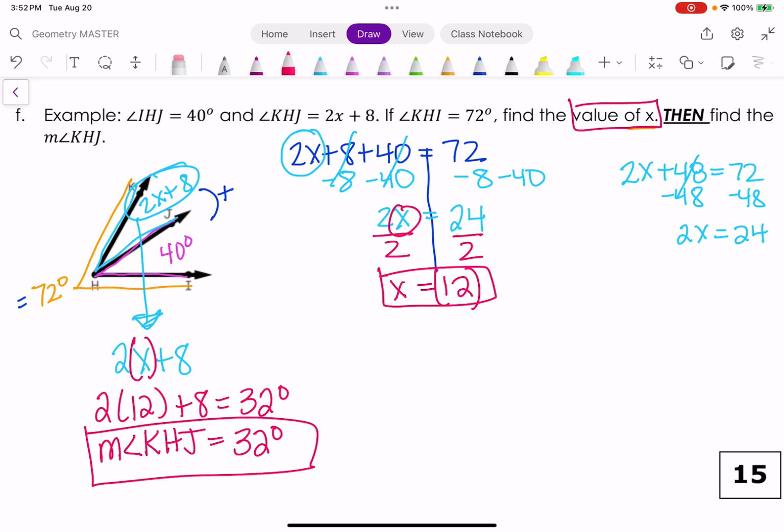So there's actually two problems in there. You have to be really careful when you're answering, especially if it's a multiple choice. Make sure that you solve what it's asking for. And this one is asking for two answers. I'm going to highlight it. It's asking for the value of x and then the measure of KHJ. Value of x, measure of KHJ.